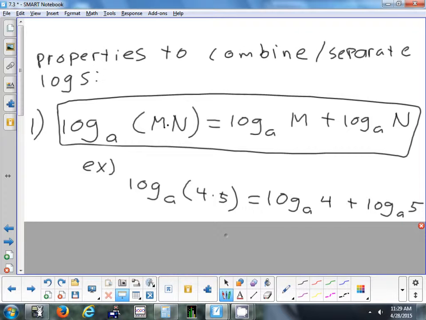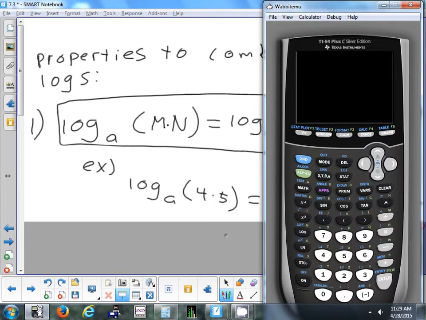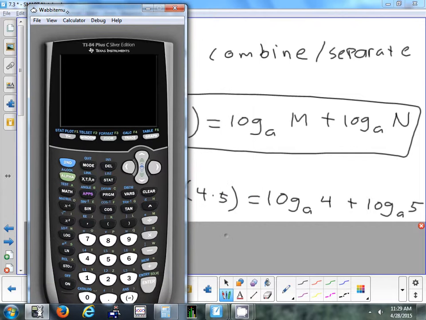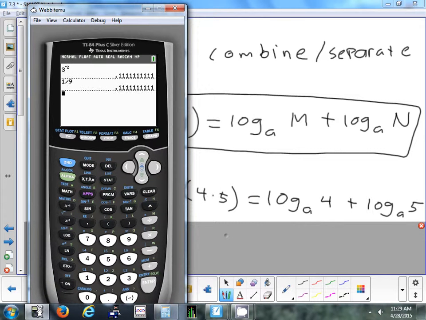So if you did this with numbers, log of 4 times 5, it'd be the log of 4, that's my first factor, goes as the first argument, plus the log of 5, that's my second factor, becomes my second argument. Okay, and this one I'll show you on the calculator just because it's the first one we're doing. To keep it simple, I'm just going to press the log button when I do it.